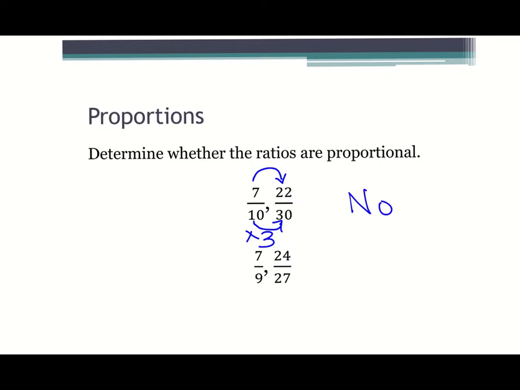Now, if I really wanted to know what 7 was multiplied by to get to 22, I could take 22 and divide it by 7. Take my calculator, do 22 divided by 7, and I would end up with a decimal. It's something like 3.14. So you can see how the top was multiplied by something a little more than 3. The bottom was multiplied by 3, which is why it's not proportional.